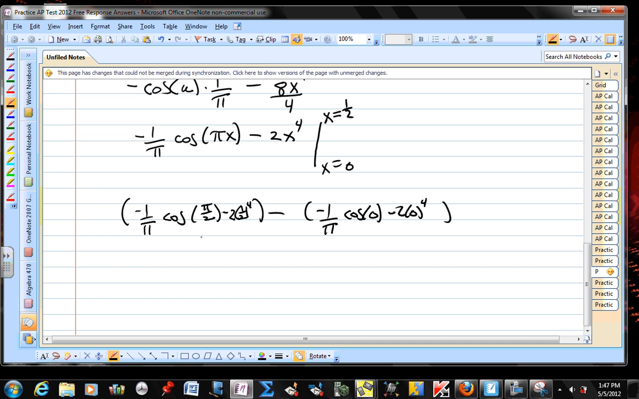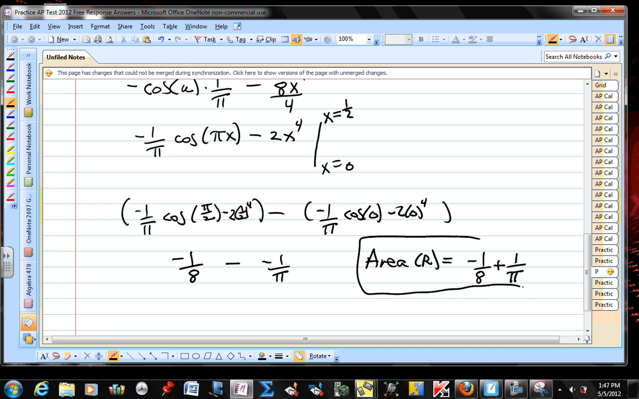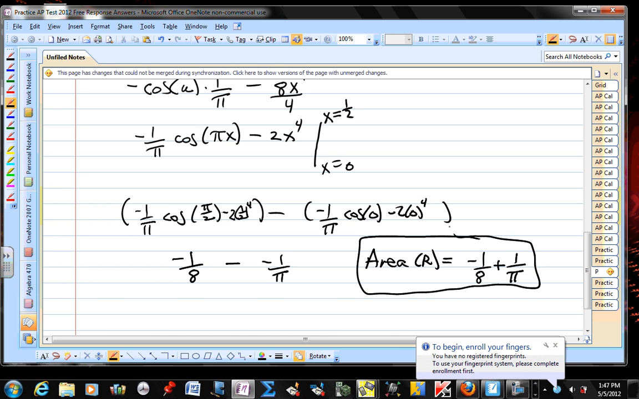And 2 times 1/2 to the 4th power is 2/16, or 1/8. So we have -1/8 minus, the cosine of 0 is 1, so it'll be -1 over pi, minus 0, minus a negative is plus. So we're going to say that the area of region R is -1 over 8, minus a negative is plus 1 over pi. And that's it for part B. Let's take a look at part C.